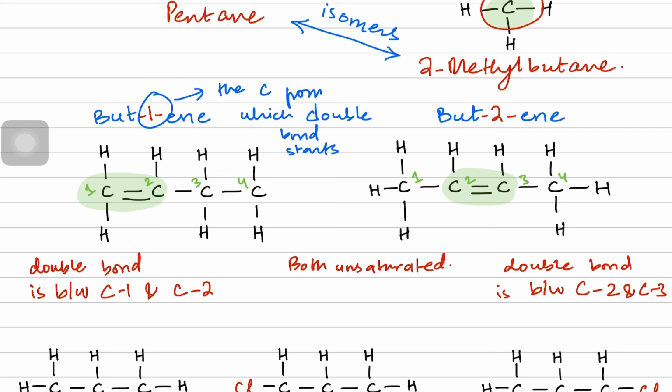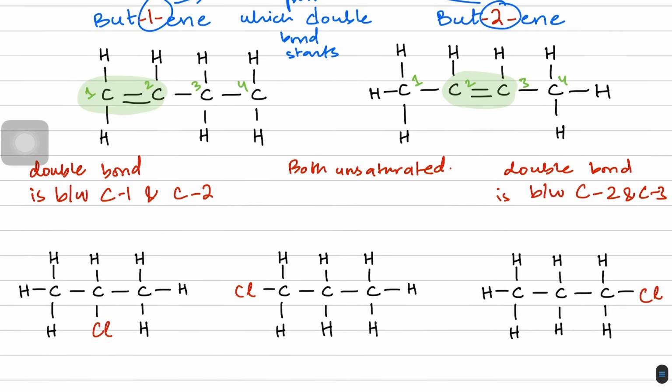The carbon from which the double bond starts. Similarly, in but-2-ene, the 2 indicates from which carbon the double bond is starting. So it is going to be called but-1-ene or but-2-ene depending on the position where the carbon double bond is starting, and that is how we get two different isomers of the same butene.